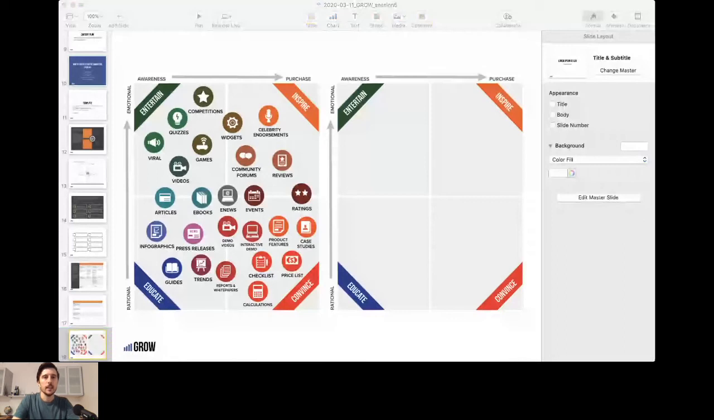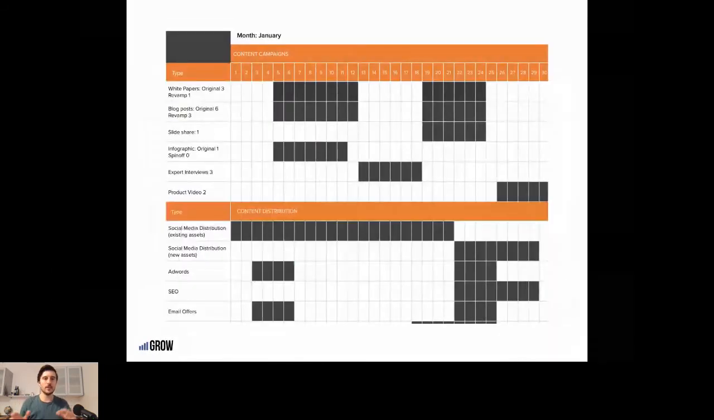Cool. The month of January. This is our content campaigns and our content distribution. The first thing that you can see here is where you put the type of content, and then the second part is the content distribution. In this case, white papers. We have 3 original ones that we write in the month of January. We have 1 revamp, which is where we recycle an old piece of content and put it out there in January as well. We do blog posts: we write 6 original ones, and we use 3 old ones.